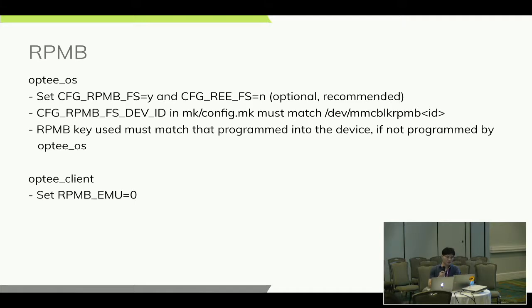The other option, if you don't want to use a non-standard partition, is to use RPMB storage. This actually seems to be preferred by some of the members as well, although it's a little bit more involved. First, you have to build OptiOS with RPMB support enabled. It's just this flag here. As a starting point, we recommend disabling the normal file system so that you only have the secure storage file system to work with, to make sure everything works and doesn't get in the way or confuse you.